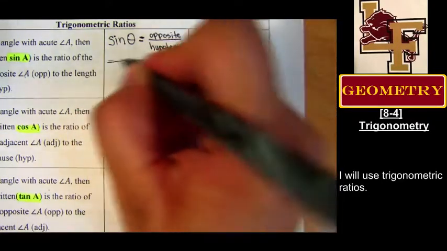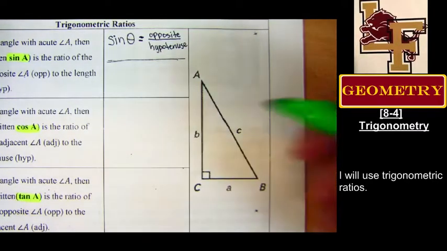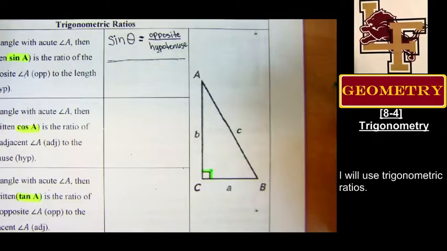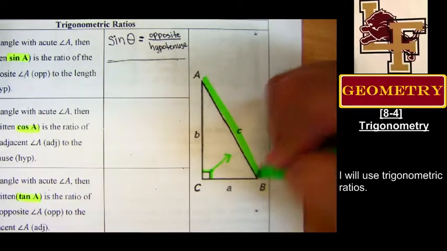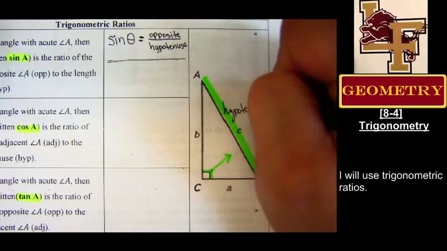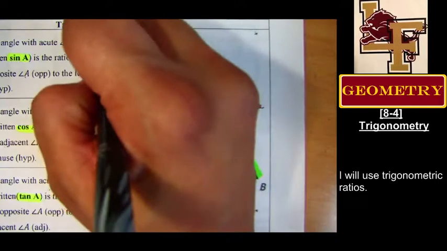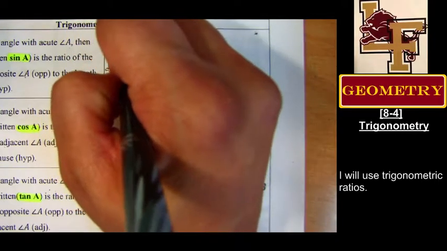Let's practice identifying opposite and hypotenuse. In our right triangle, here's our right angle, which makes which side the hypotenuse? The one across from it. This side is the hypotenuse. Always the hypotenuse. Now, depending on which angle you're looking from, opposite and adjacent change. So let's practice looking at this from A's perspective.